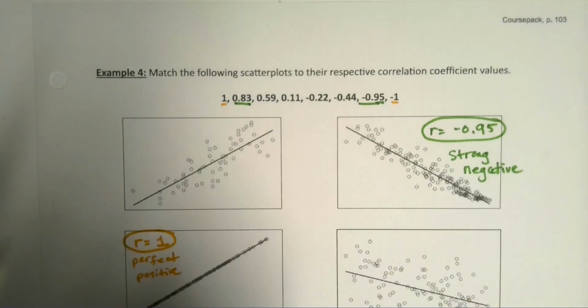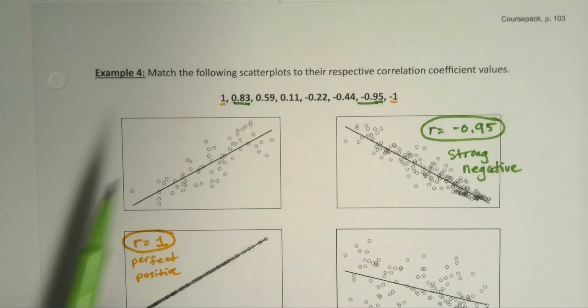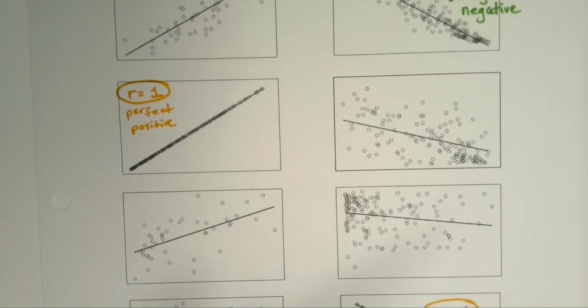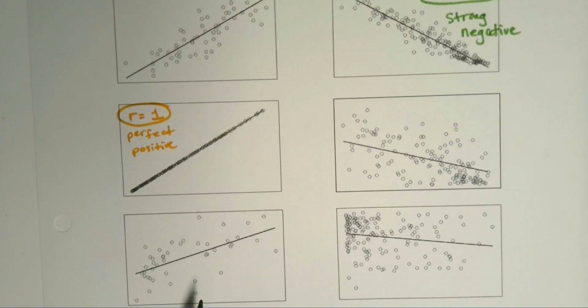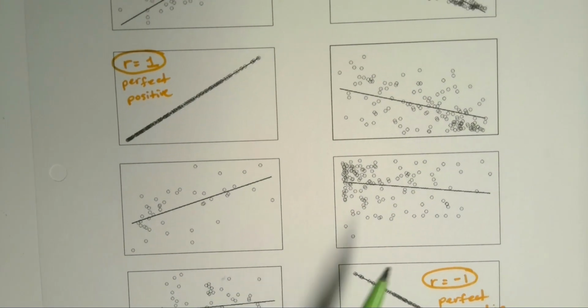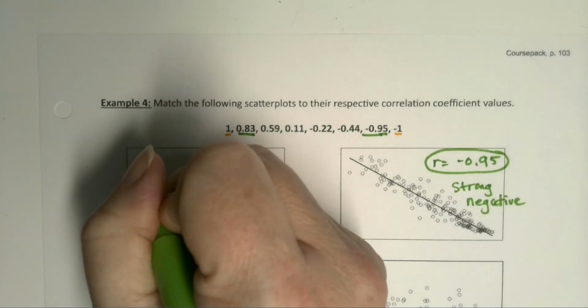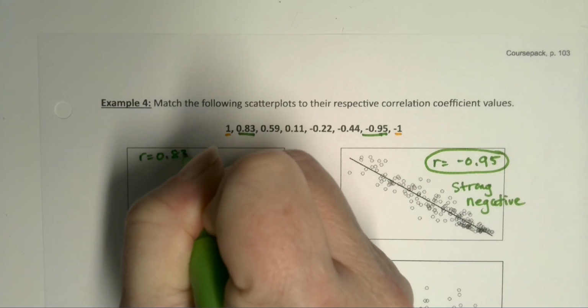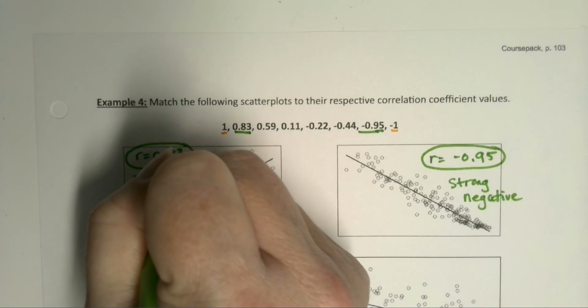Similarly, I want to look for where there's a tight clustering, relatively speaking, along the line in the positive direction. So if I look at the positive ones, which one has the points most closely lined up to that line? Well, it's this one, right? Because the points are pretty close to that line. So this is r equals 0.83. So this is a strong positive relationship.